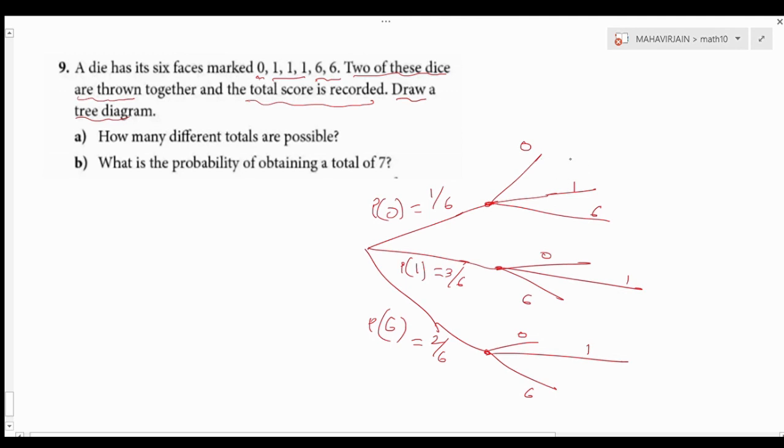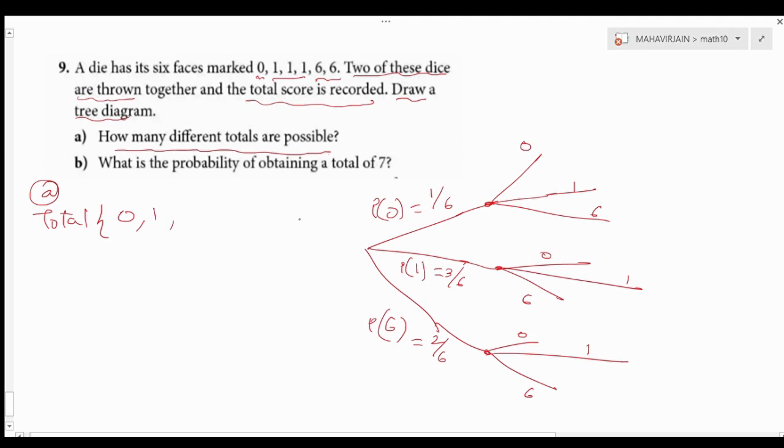Okay, fine. Now, what do they want, by the way? They want to know how many different totals are possible. Just check how many different possibilities. You can get 0 here, you can get 0 here, so your total is 0. What are the totals that you can get? 0 plus 0, so that's 0. Next is 0 plus 1, so you're getting 1. Next is 0 plus 6.